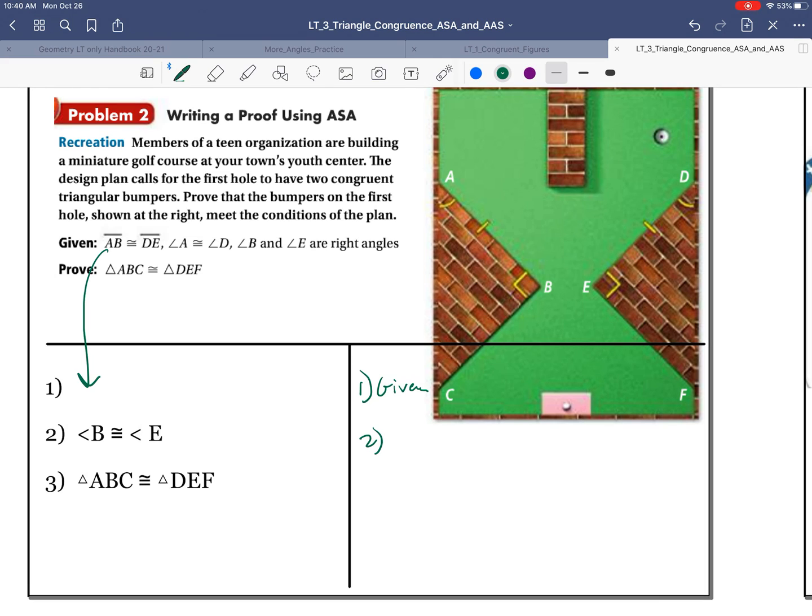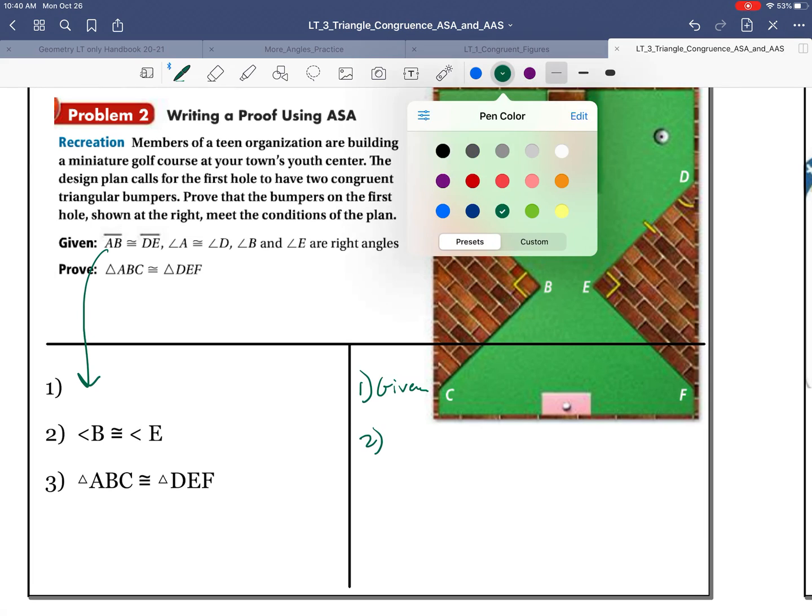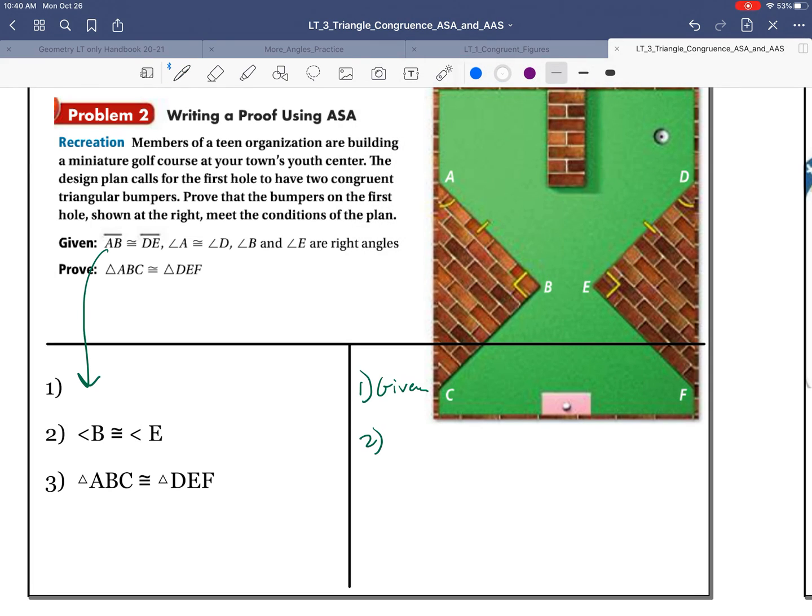Now, do we have it marked on the diagram? It's kind of hard to see. Let me actually do it in white. It might be a little easier. We've got AB congruent to DE. Angle A is congruent to angle D. Angle B and angle E are right angles. So we've got these two as right angles.